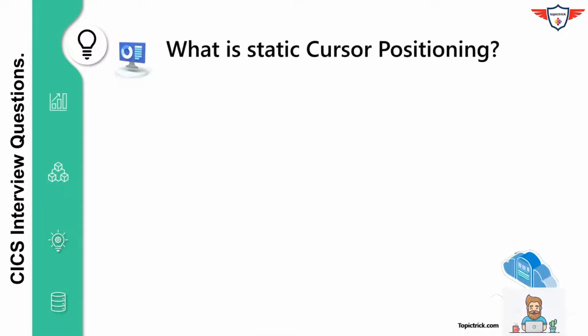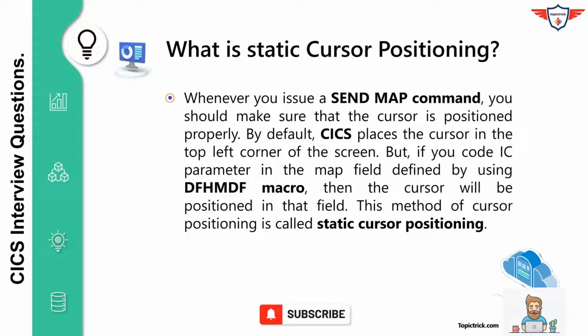What is static cursor positioning? Whenever you issue a SEND MAP command, you should make sure that the cursor is positioned properly. By default, CICS places the cursor in the top left corner of the screen. But if you code the IC parameter in the map field, defined by using the DFHMDF macro, then the cursor will be positioned in that field. This method of cursor positioning is called static cursor positioning. Remember, if you specify IC for more than one map field, CICS positions the cursor in the last one on the screen.